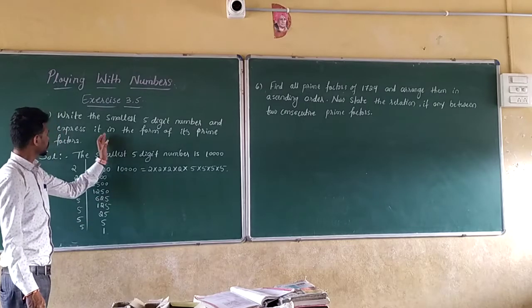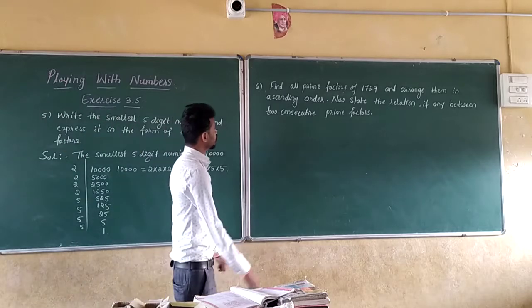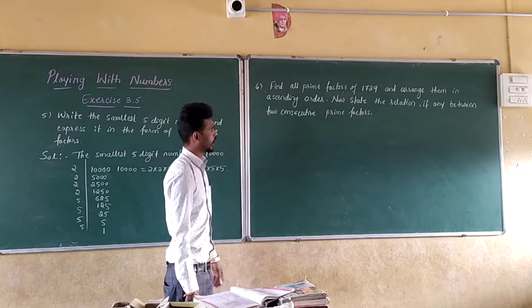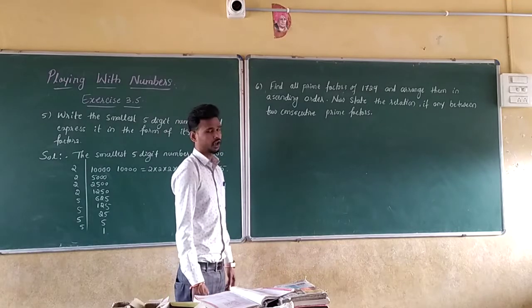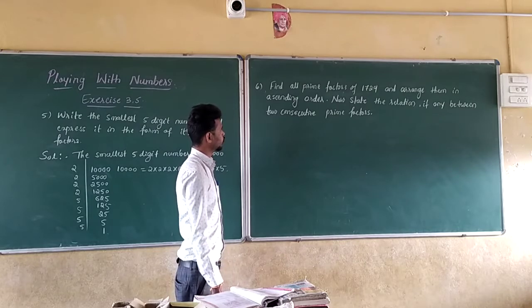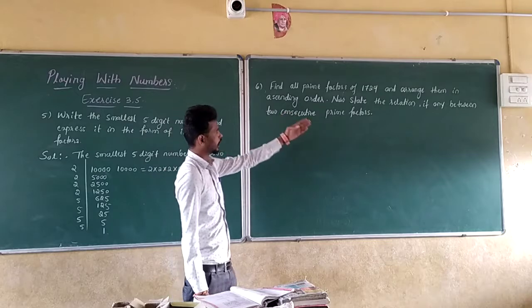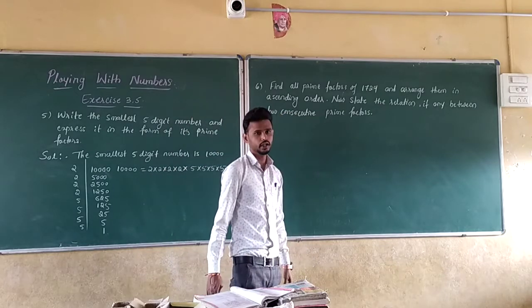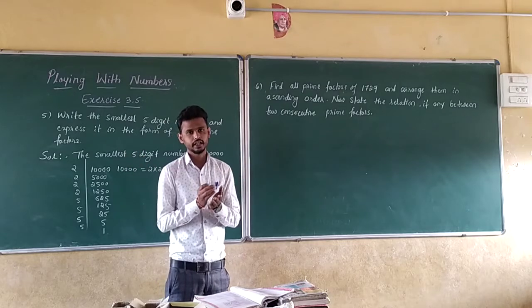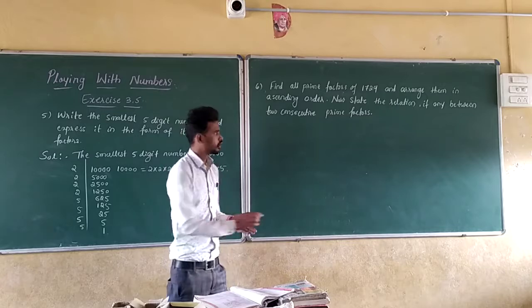So this is about the 5th question. Now let us see the 6th question. Find all prime factors of 1729 and arrange them in ascending order. Now state the relation, if any, between two consecutive prime factors. First, find the prime factors of 1729 and arrange them in ascending order. Next, see if there is any relationship between two consecutive numbers.